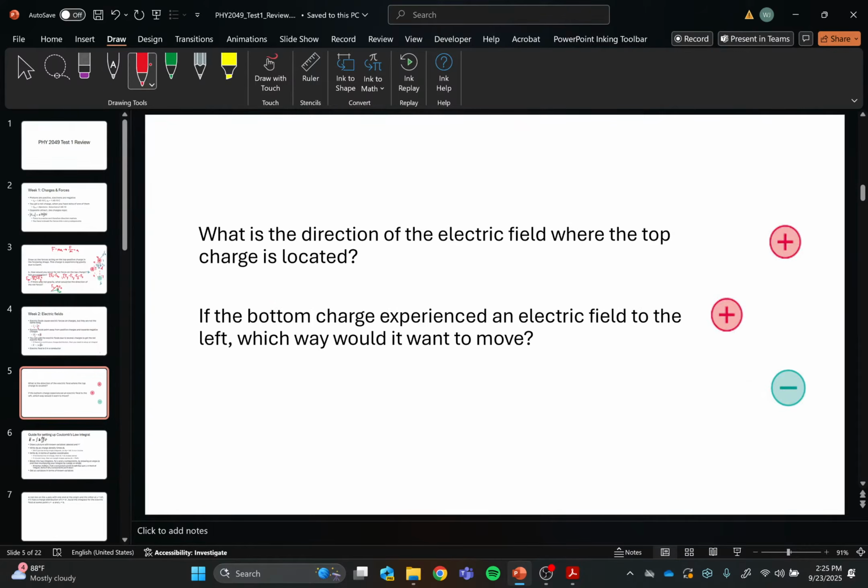All right, cool. Same situation, but now find the field at the top. And hypothetically, if the bottom charge was experiencing a field to the left, we don't say why, we just say hypothetically if it was, which way would that charge want to move due to this field to the left? So that's kind of like a separate question. It's not supposed to be a trick question, it's very straightforward. So find the field at the top, and then hypothetically, the negative charge sees a net field to the left for some reason. Which way will it move?